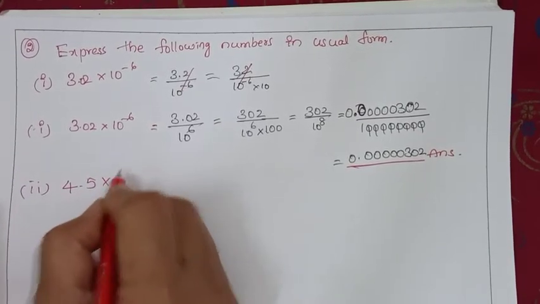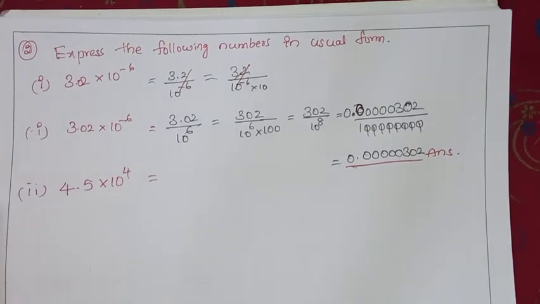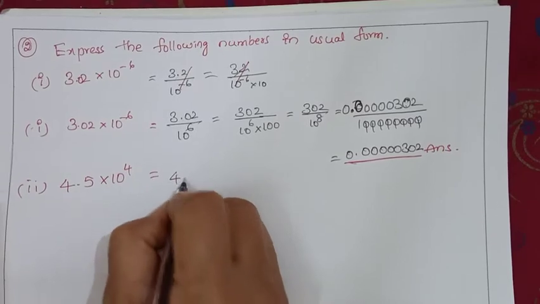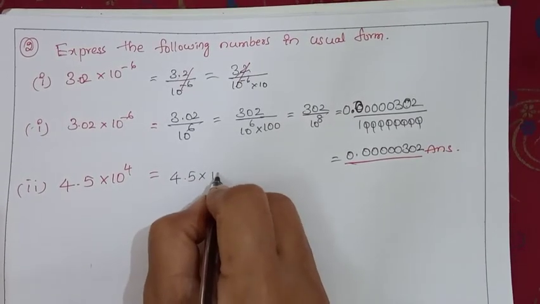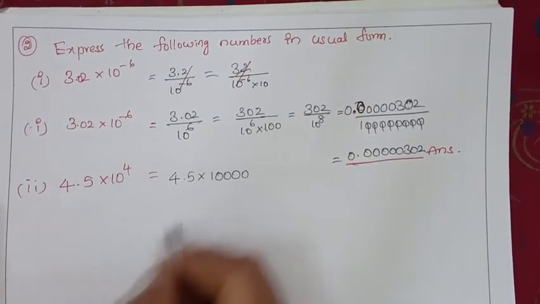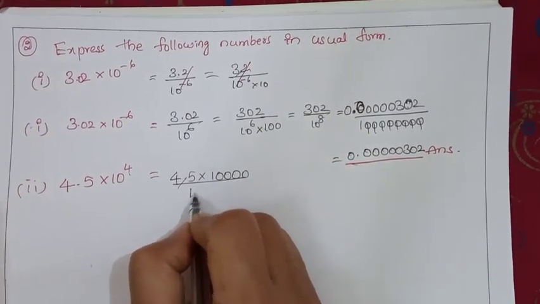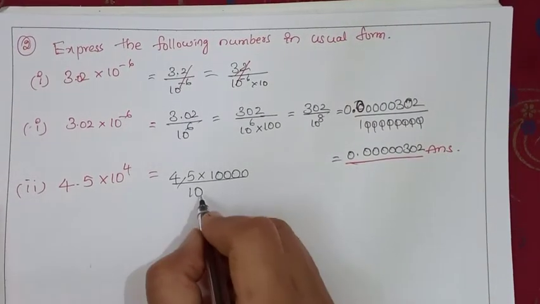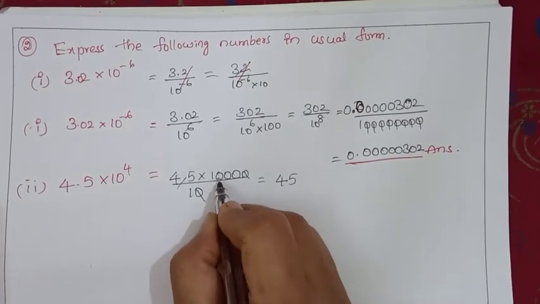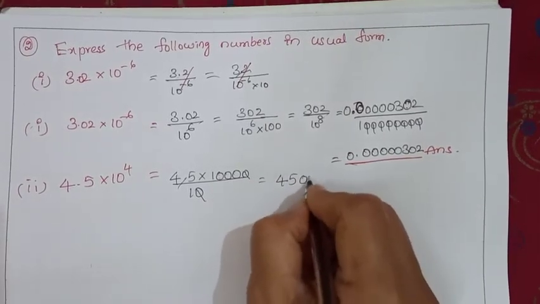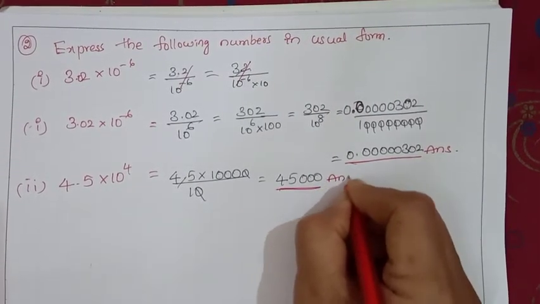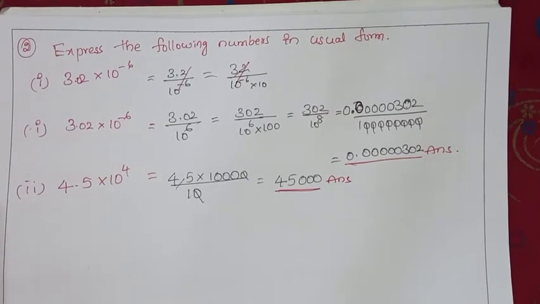Next question again. 4.5 into 10 to the power of 4. Okay. Now I am going to do 4.5 into 10 to the power 4 means how many? 4 zeros directly. It is positive, no? Next, I am removing this decimal. I am taking place 1 0 in denominator. Now I can cancel this and this. Now 45,000 is the answer. Okay, children? This is required answer of second bit.